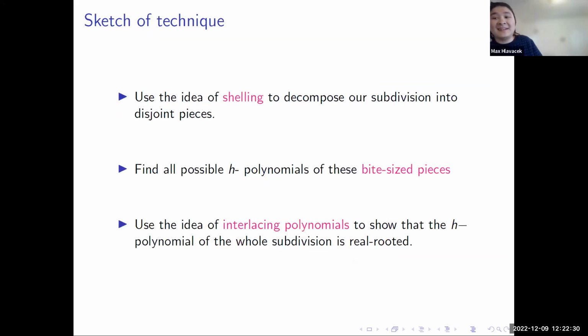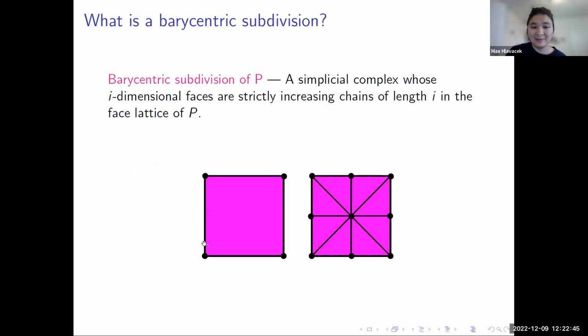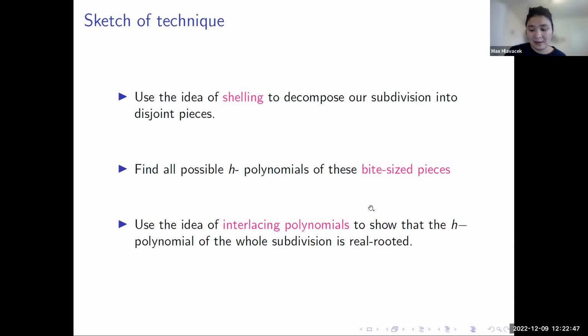Okay. So we have one question to start off with. We start with a cubical polytope. If we take the barycentric subdivision of the boundary complex of this, so we basically turn all of the cubes on the faces into this, and then take the h-polynomial, is it real-rooted?